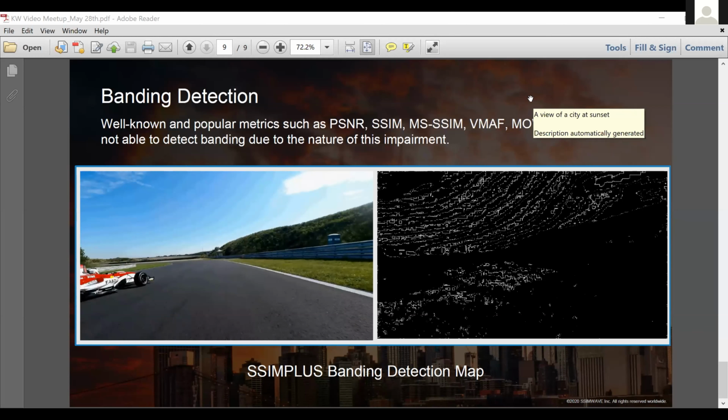Interesting. We have a question from the chat. What other artifacts or impairments cannot be detected easily with other common objective metrics, but Simplest can? Well, it's a good question.